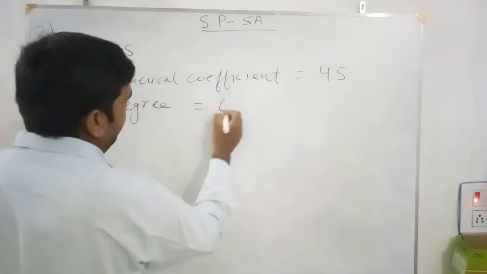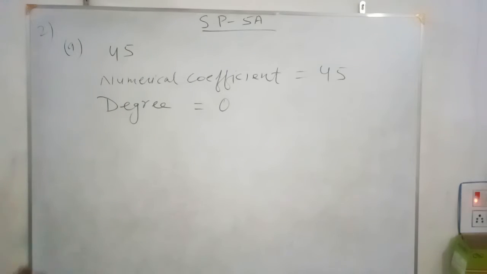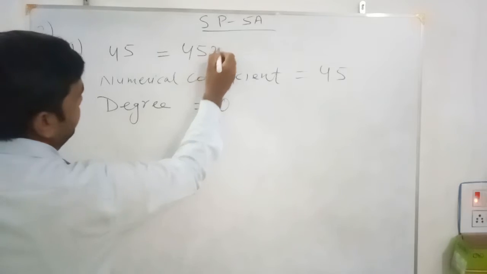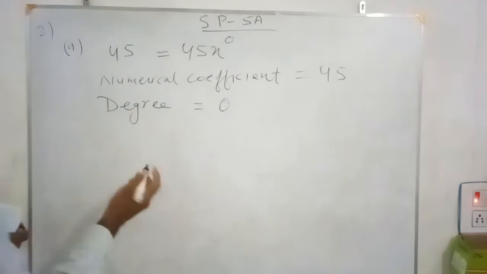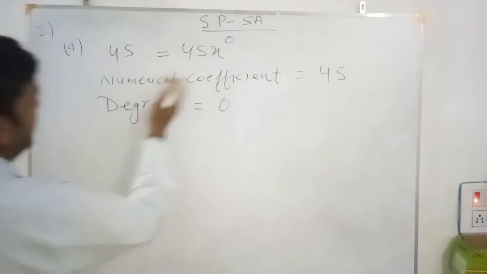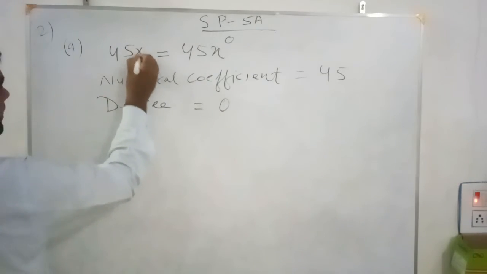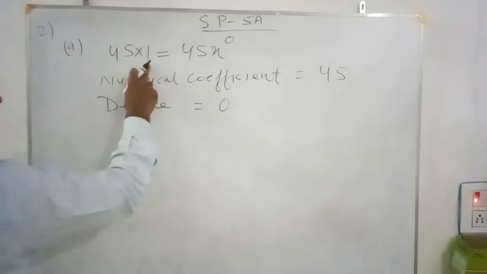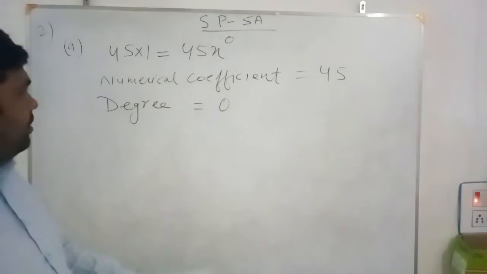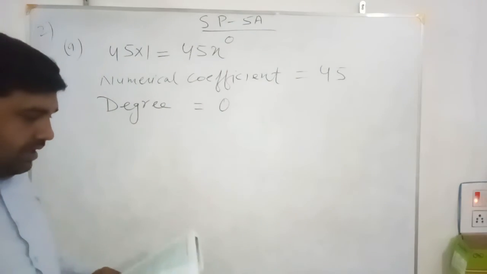Degree equals 0. So 45 can also be written as 45 x to the power 0. Now the value of x to the power 0 is 1, so 45 can be written as 45 multiplied by 1. In the place of 1 we can write x to the power 0. So the degree of this monomial is 0.